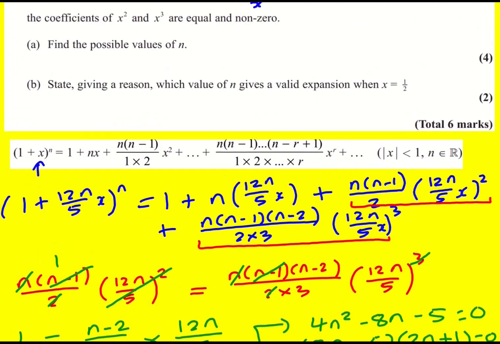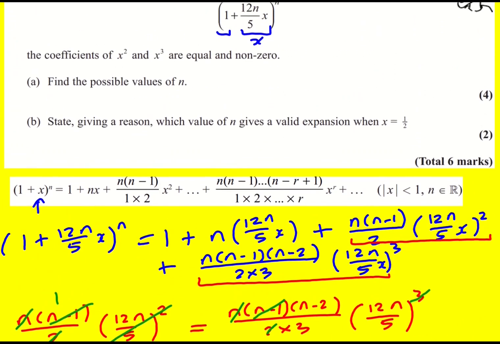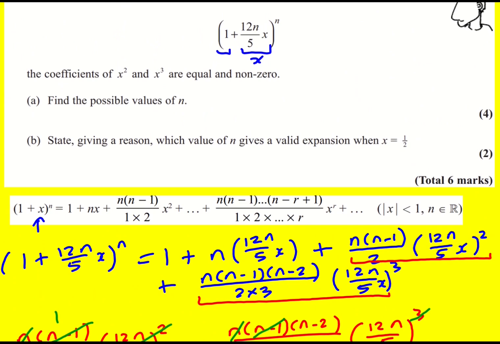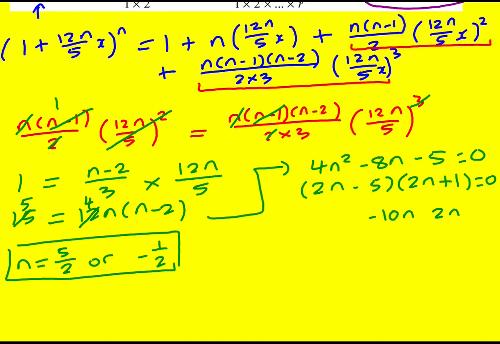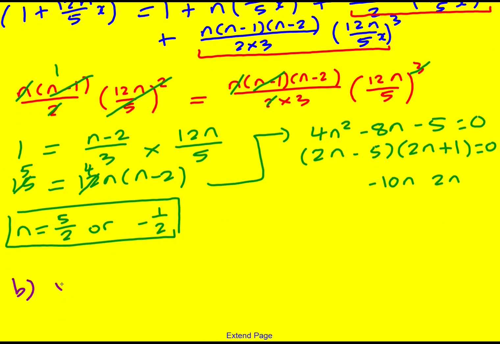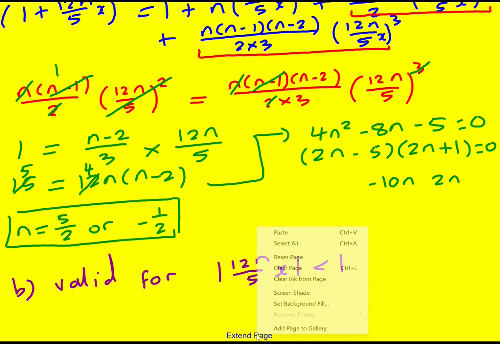And for part B, we're asked to state, giving a reason, which values of n give a valid expansion when x is equal to a half. Now we have in our original expansion that the expansion is valid when the modulus of x is less than 1. For us, our x is this 12n over 5 x. So valid for the modulus of 12n over 5 x less than 1. Now I can't just get x in terms of n that easily because it depends whether n is positive or negative. So let's look at the two different cases.